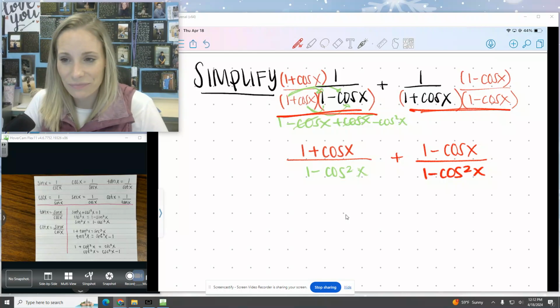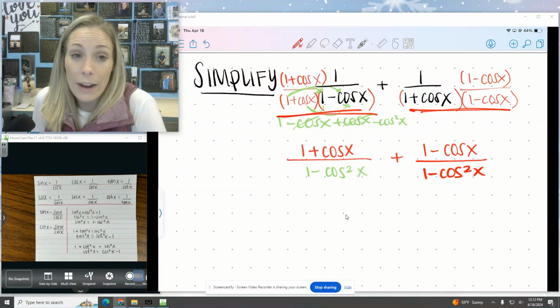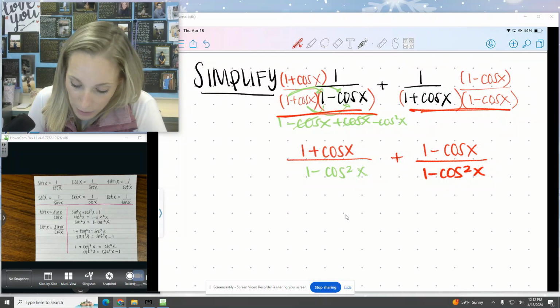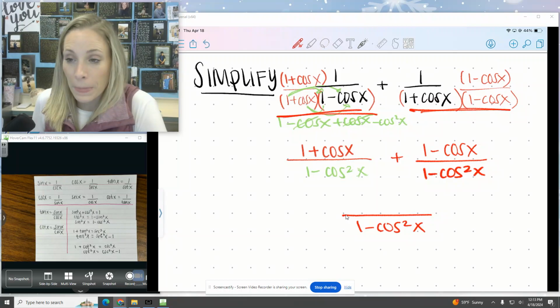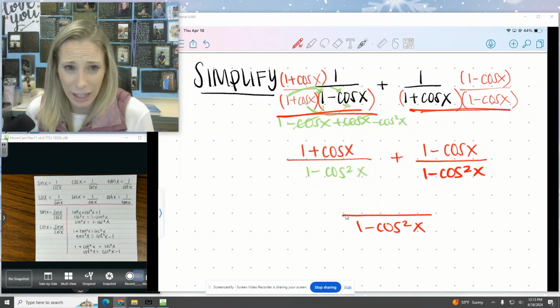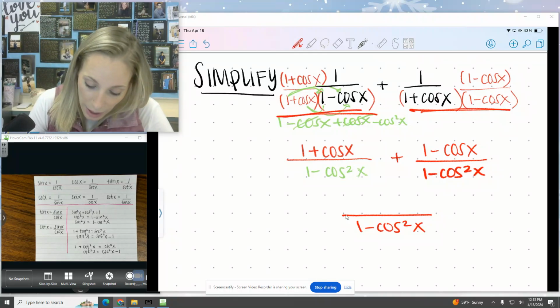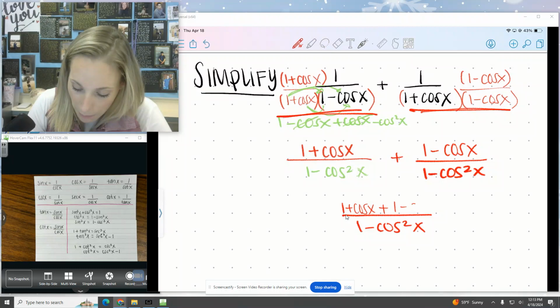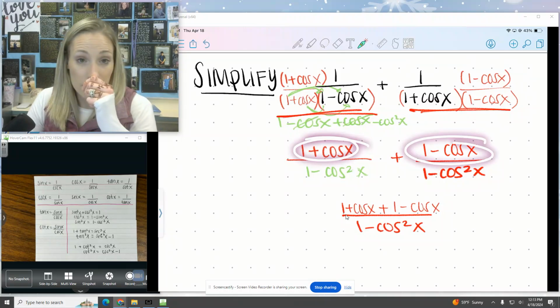Okay, so now our next step, just like it was with the numbers, is to add our fractions. Remember, the whole purpose of getting a common denominator was so that now my new denominator is this 1 minus cosine squared of x. It's not 1 minus cosine squared of x plus 1 minus cosine squared of x. You're not doubling it, just like you didn't with the 15s. So it's just 1 minus cosine squared of x. And then you've got 1 plus cosine of x plus 1 minus cosine of x. So you're just taking this and you're adding it to that right there.